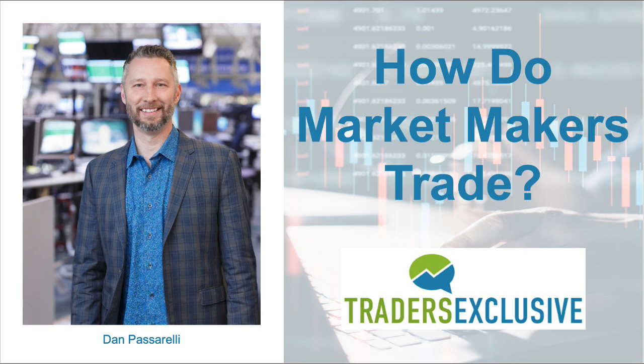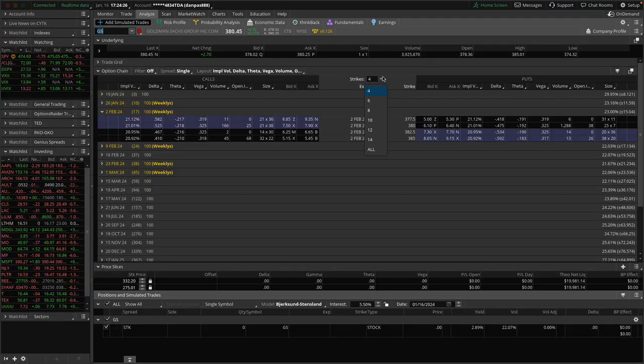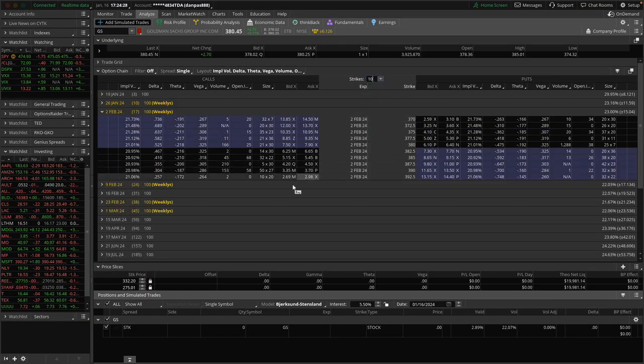So, look, take a look at this option chain here. Let's expand it a little bit. So, here we see, here's the ask, here's the bid. This is where I can buy these options. This is where I can sell these options. And there's over 100,000 different options out there.